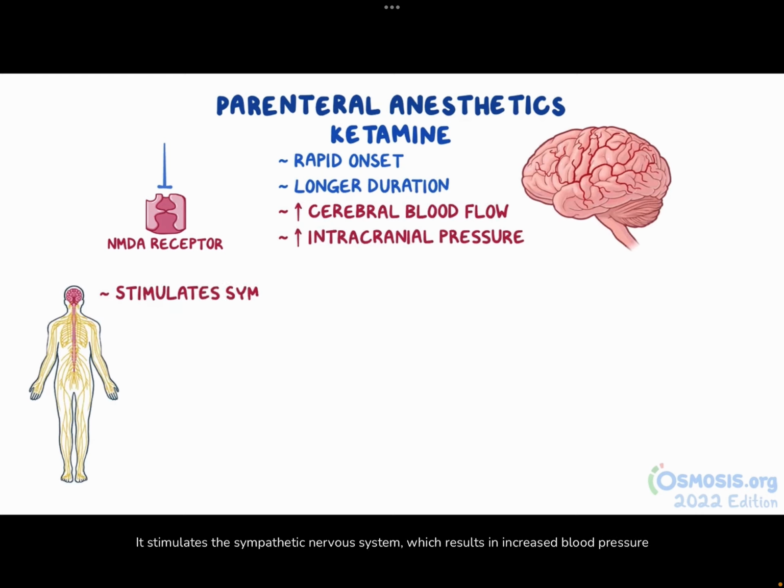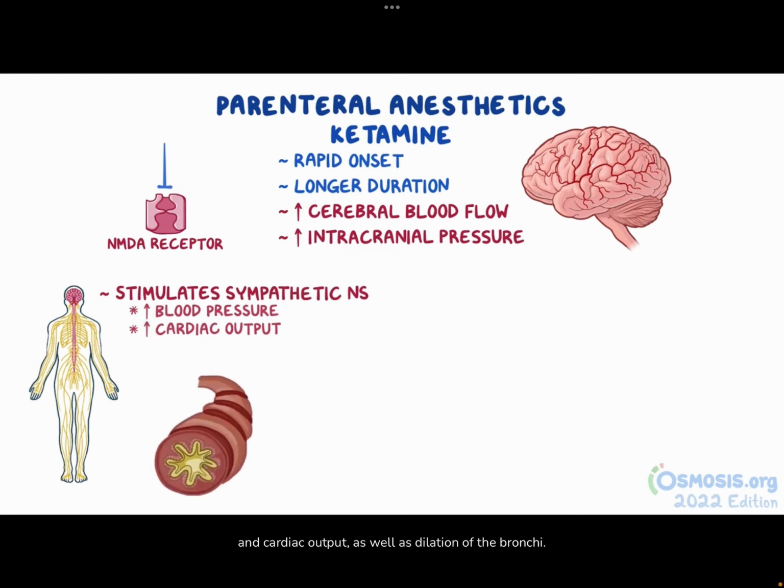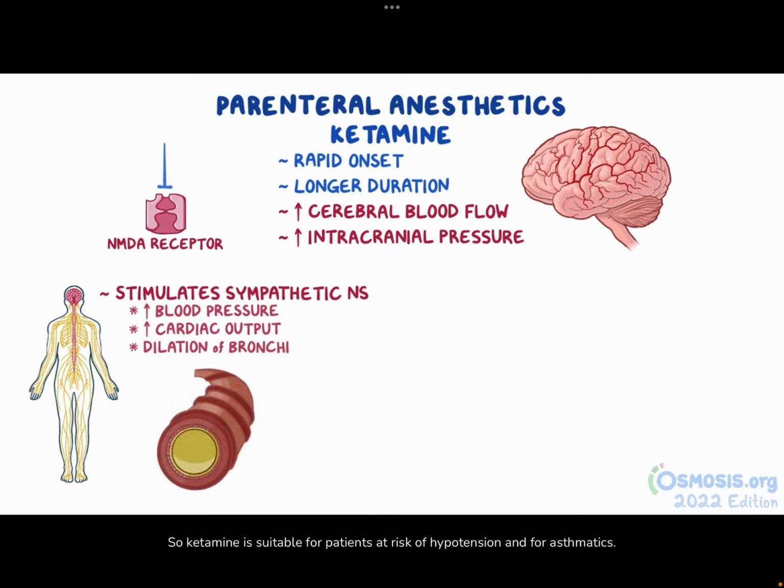It stimulates the sympathetic nervous system, which results in increased blood pressure and cardiac output, as well as dilation of the bronchi. So, ketamine is suitable for patients at risk of hypotension and for asthmatics.